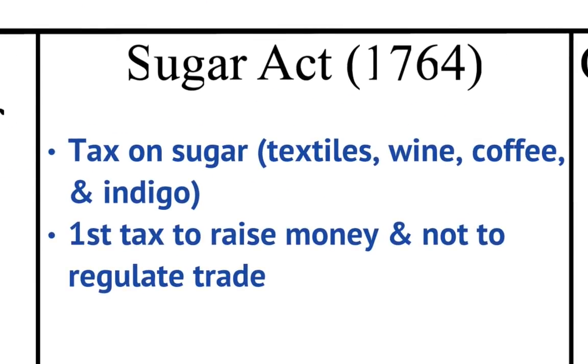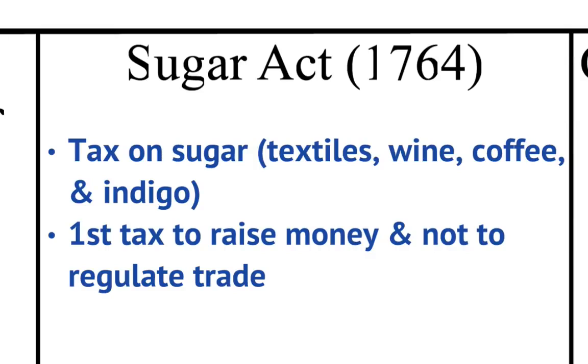Alright, then comes the Sugar Act of 1764. Like I said, the French and Indian War along with the Seven Years' War is super, super expensive, and the king and Parliament had to figure out a way to pay for it. So the Sugar Act is a tax on sugar. Also on textiles, wine, coffee, indigo. Indigo is a dye, by the way. It's like a blue color. So mainly on sugar. And this is the first tax to raise money and not regulate trade. They've had taxes before, but usually it's just to regulate trade. This is the first tax that they just put on something so they can raise money.